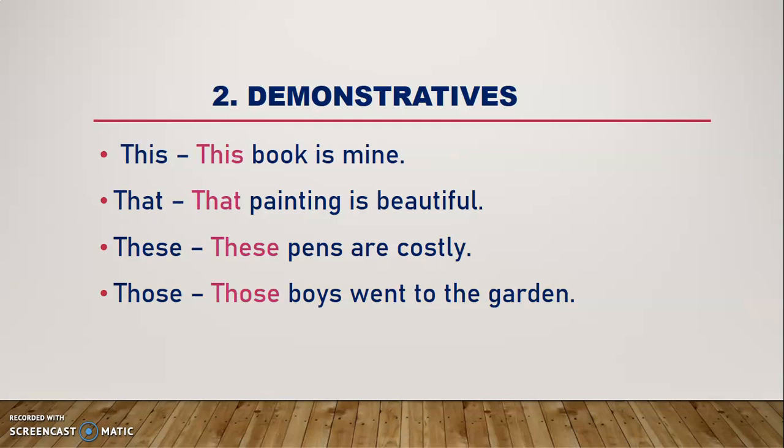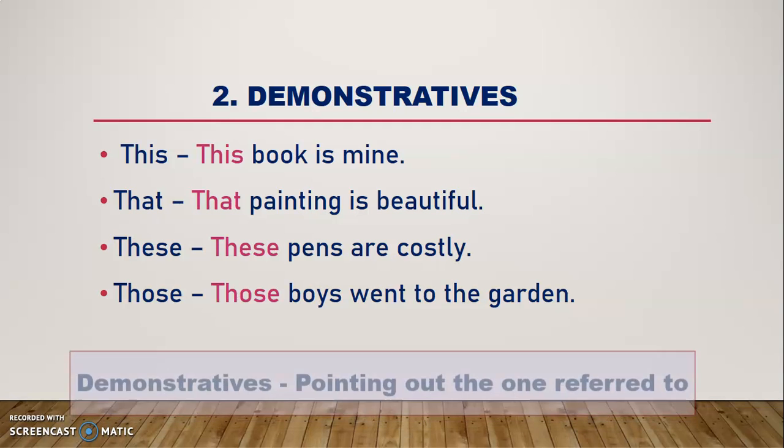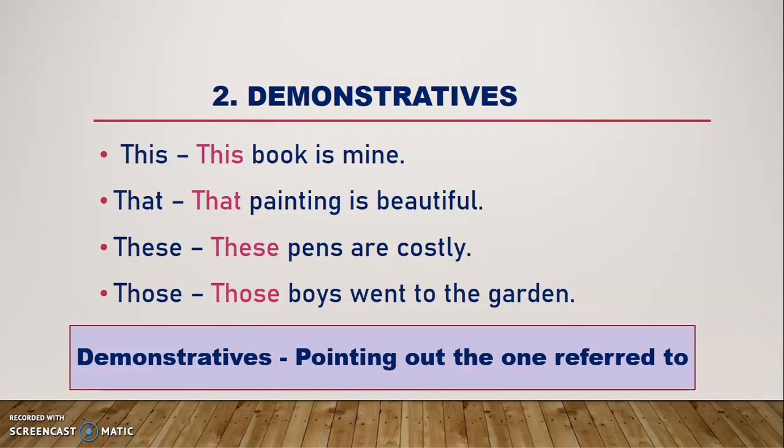See this example. In each example, you can see after the demonstrative, one noun is given. That particular noun is pointed out. This book is mine, meaning the book is pointed out. Then we have to speak like this. That painting is beautiful. The painting is pointed out. These pens are costly. We are pointing at the pens. So, demonstratives are actually words used to point out the things we refer to.